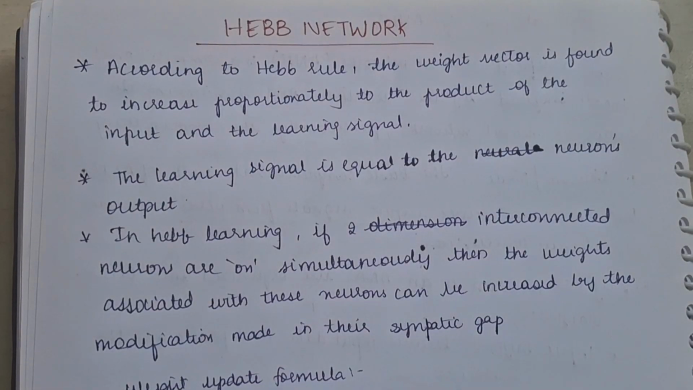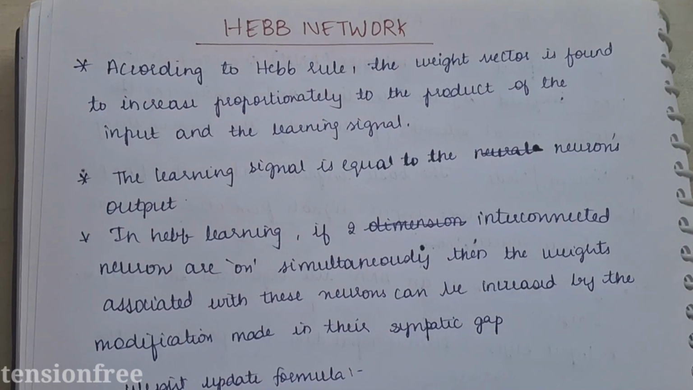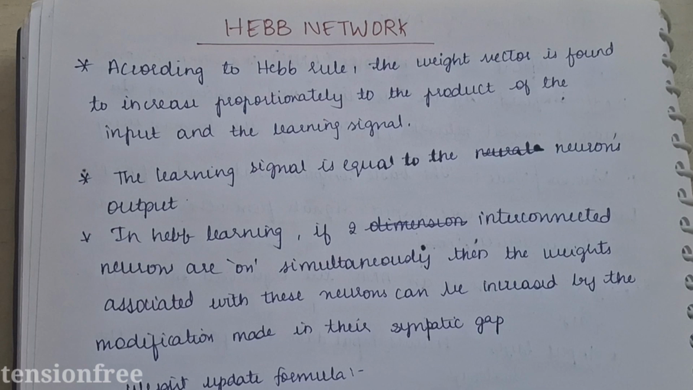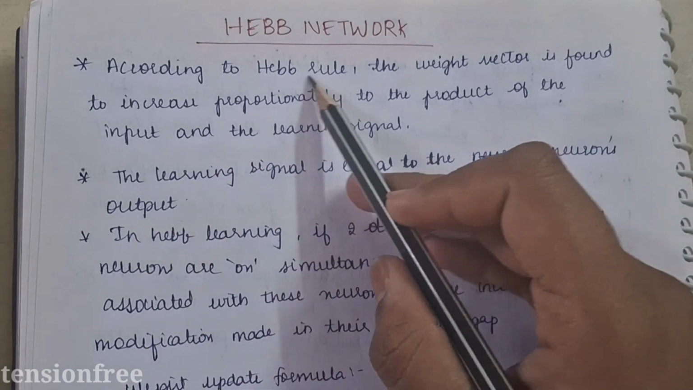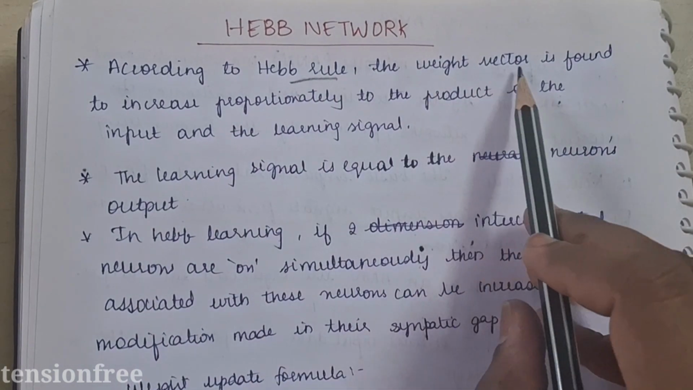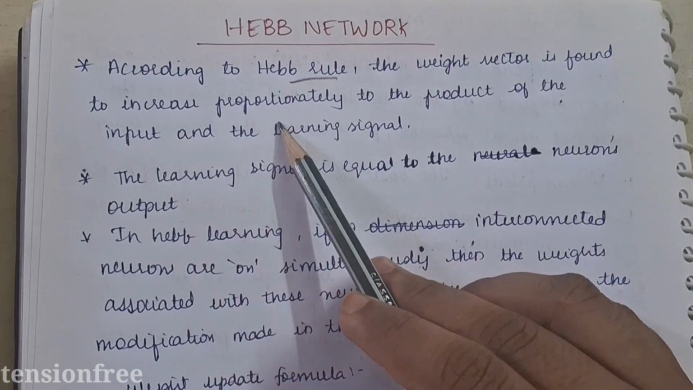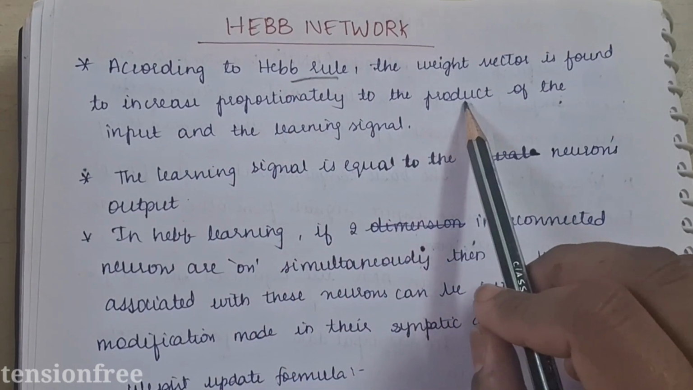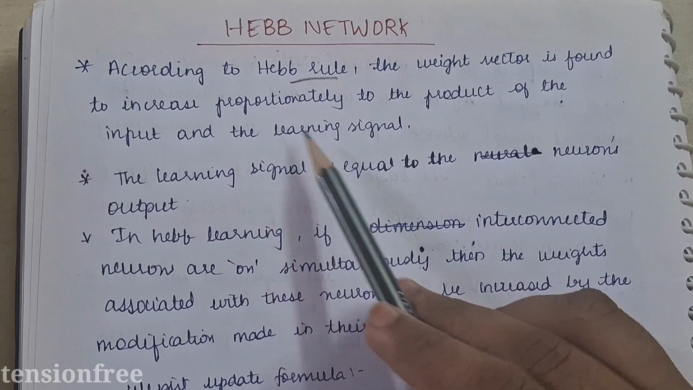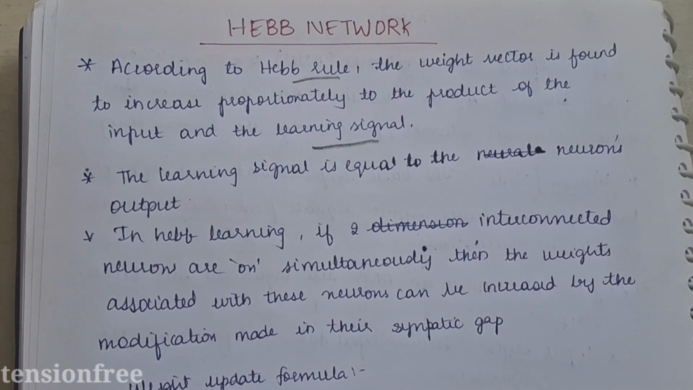Coming into today's video, we have already discussed some terminologies of the artificial neural network. In this video we will be discussing the Hebb network. According to the Hebb rule, the weight vector is found to increase in proportion to the product of the input and the learning signal. In this network, the weight vector will be found.